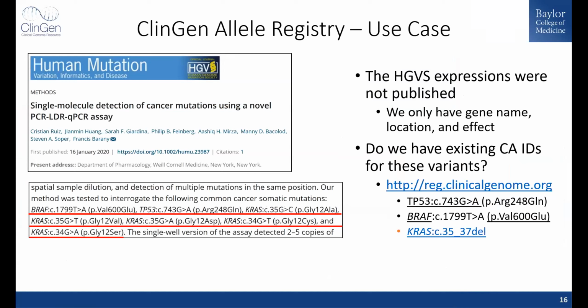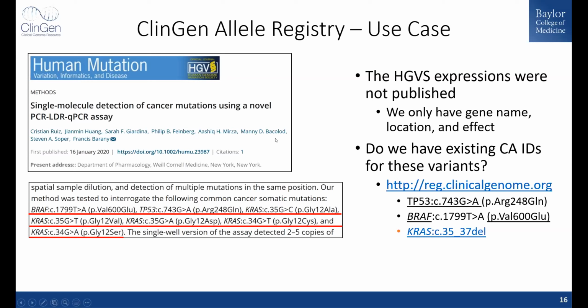Okay. So continuing, I'd like to use a use case as a jumping off point to show the most pertinent bits of why biocurators should be interested in the Allele Registry. I found a paper by doing a reverse search. I started off with an expression and then found a paper that had that.